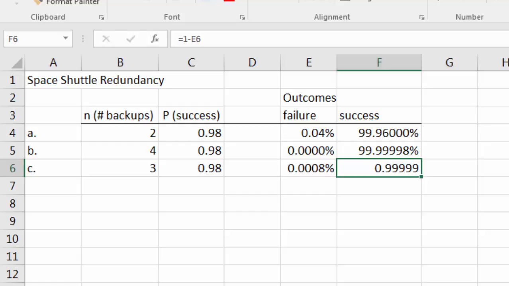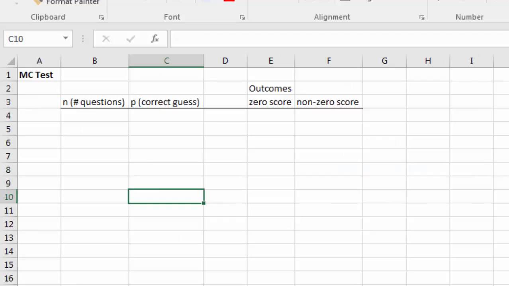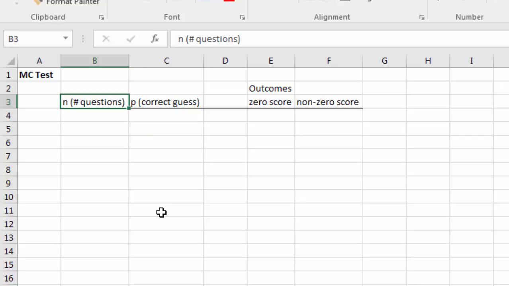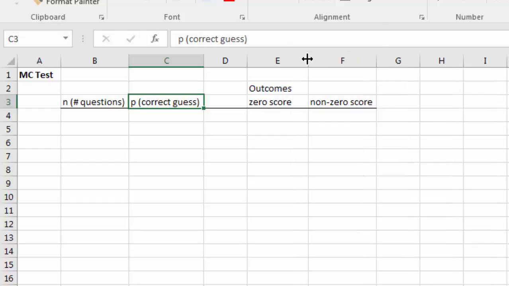Okay, now problem 536 is one for you to do on your own. It's pretty much the exact same problem. Let me just give you a hint, a pointer, in how to set it up. You want to think about the number of questions, that's your n, the probability of a correct guess, and then run some binomial distributions. Think about 2 different outcomes.